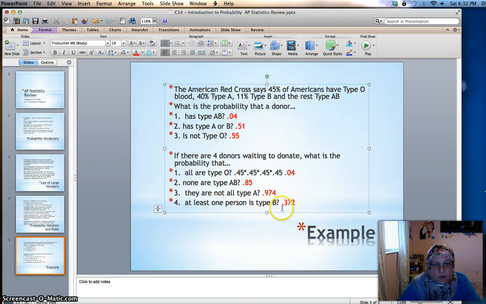Same thing with at least one person is type B. So what does that mean? Well, 1 of them or 2 of them or 3 of them or 4 of them. Complement rule comes to mind then, because that sounds pretty complicated. And so the opposite of at least one person being type B is that none of them are type B. So I need to find the probability of not type B and do 4 of those. Okay, so breaking it down into what's happening with each person, or each trial, sometimes makes it a little bit easier to figure out.